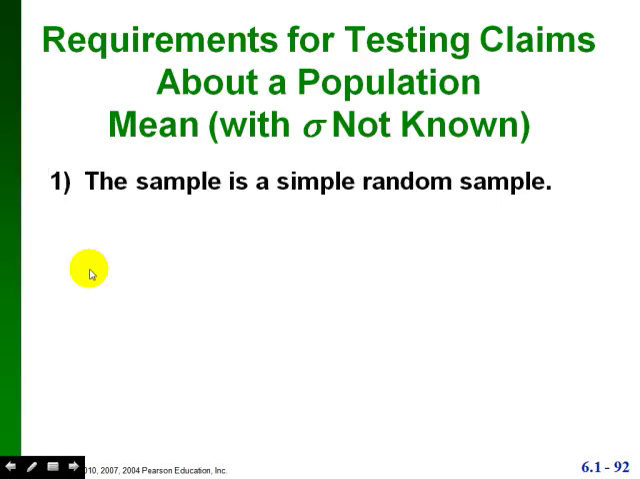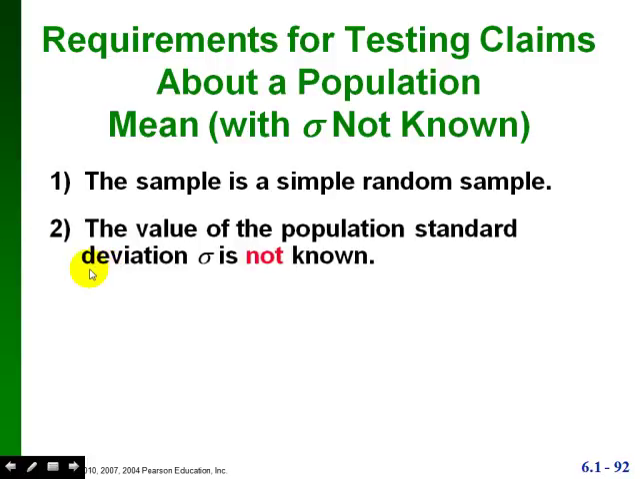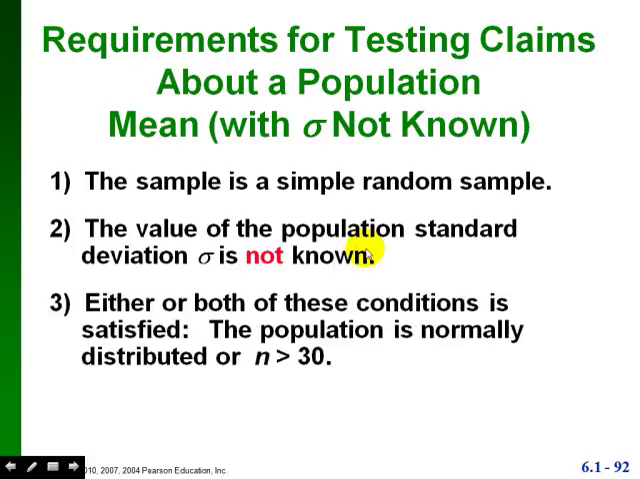And the requirements here aren't quite so much as for the population proportions. We have to know that we have a simple random sample. And in this case, we're assuming we don't know the population standard deviation. And that's the normal case because usually we don't. And the last one is that one or both of these conditions have to be satisfied. Either the original population is normally distributed or our sample size is greater than 30.